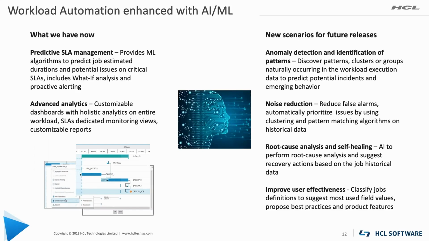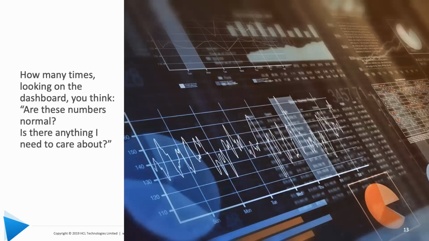Also, the last scenario that we see as important for using AI with our product is to improve the user definitions. So suggest fields when you define jobs, define job streams, propose best practices, and even product features based on what you are actually trying to define in our product. But for the next release, let's say, the first part we are going to introduce into the product is related to anomaly detection. Let's take a look at this part.